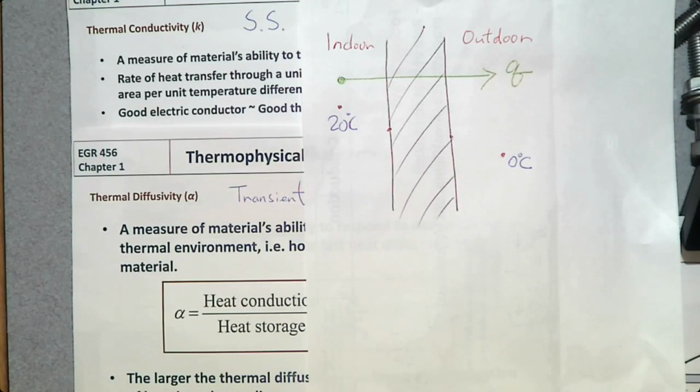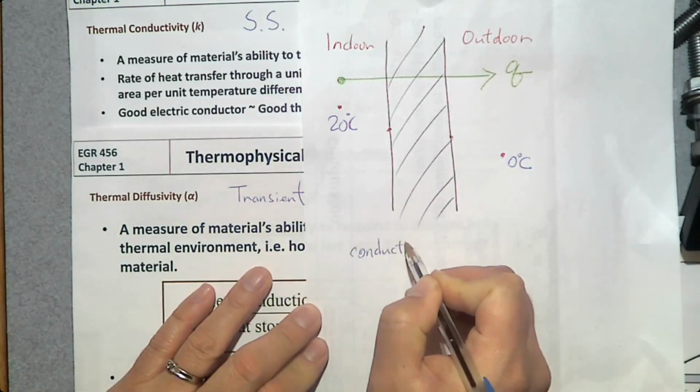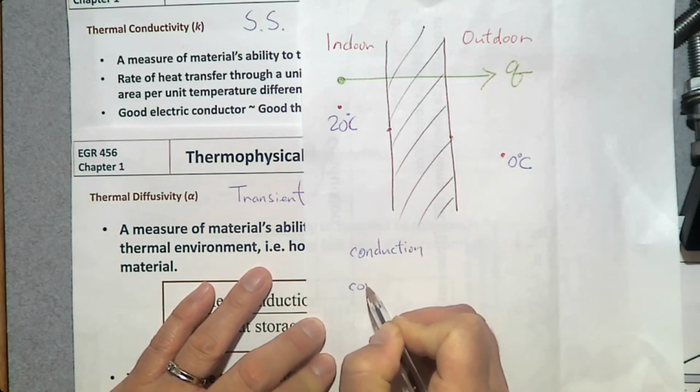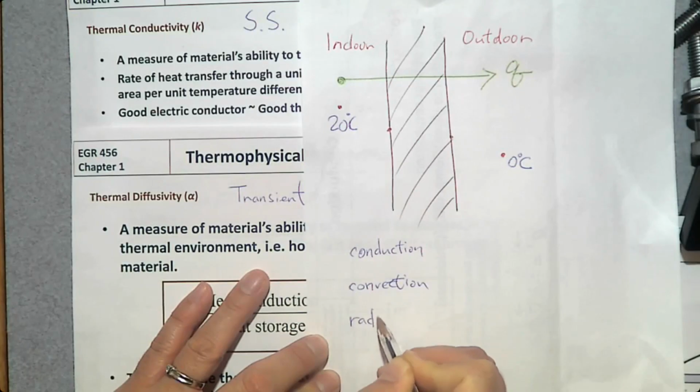And then, what kind of heat transfers are there? There are 3 heat transfers that we studied last Tuesday: conduction, convection, and radiation.